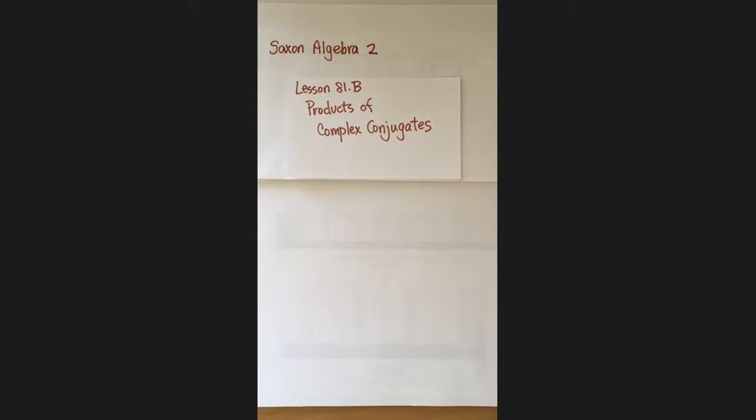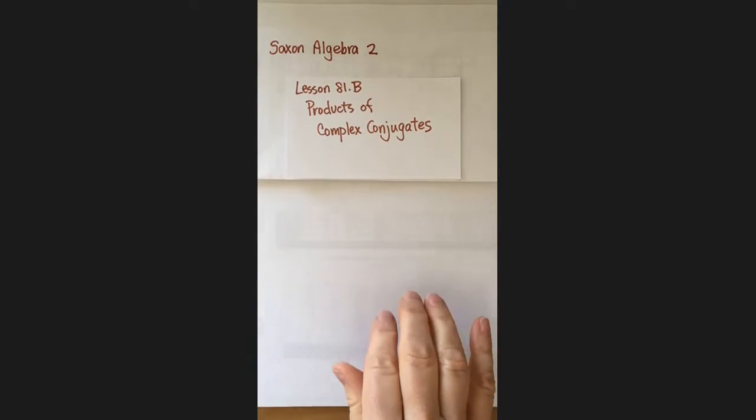Hello, students. This is Saxon Algebra 2, Lesson 81b, Products of Complex Conjugates.